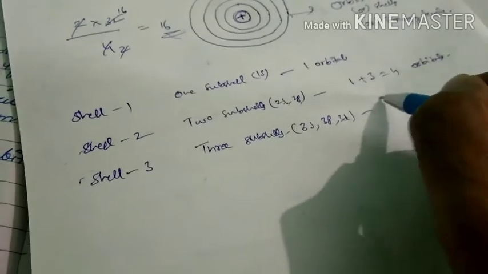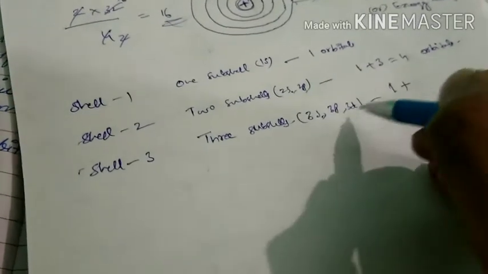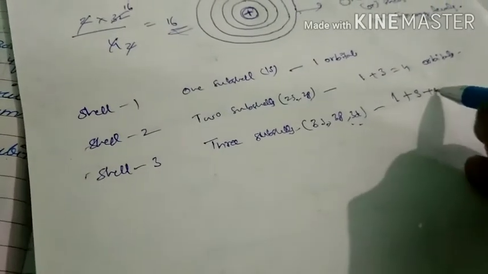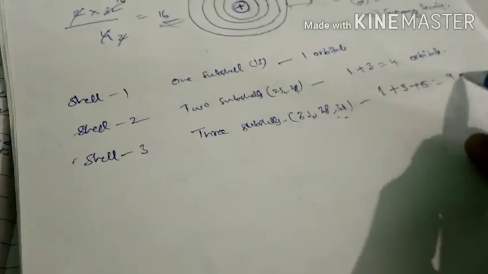It contains how many orbitals? S contains how many? 1. P contains 3. D contains how many? 5. Total 9 orbitals. Shell 4.